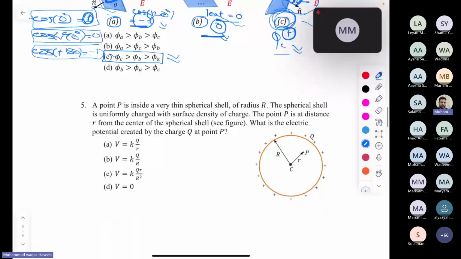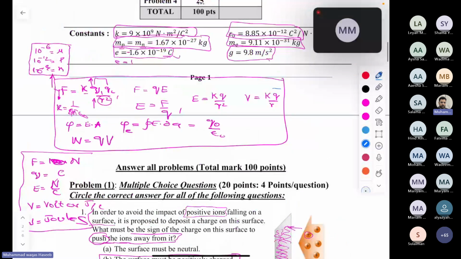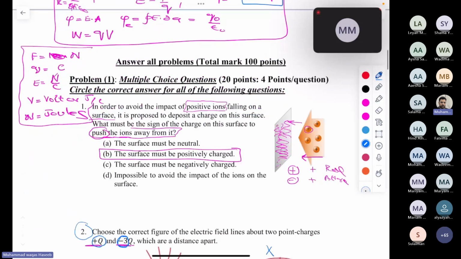Now moving to question number 5. A point P inside a very thin spherical shell of radius r. The spherical shell is uniformly charged with a surface density of charge. The point P is inside, at a distance r from the center of the spherical shell, see figure. What is the electric potential by a charge? I have told you the electric potential for a point charge is nothing but V equals KQ over R.